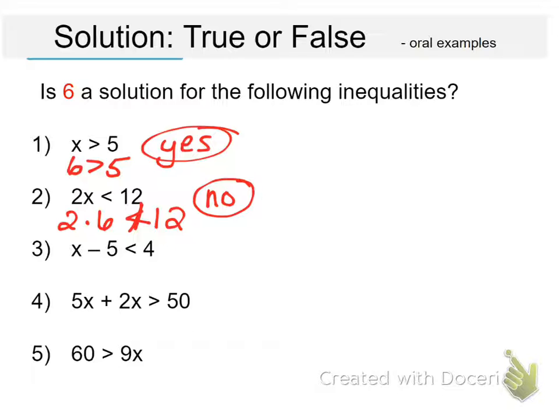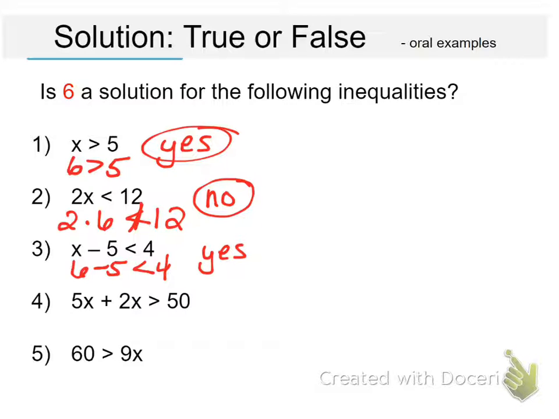Okay, let's look at number 3. 6 minus 5 is less than 4. Is that a true statement? Yes, because 1 is less than 4, so it's true. Now, when we get to ones that are more complex, it can be hard sometimes to get them right. So let me just make a suggestion that you solve it for x.